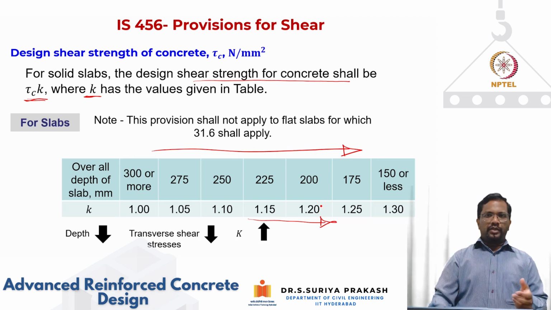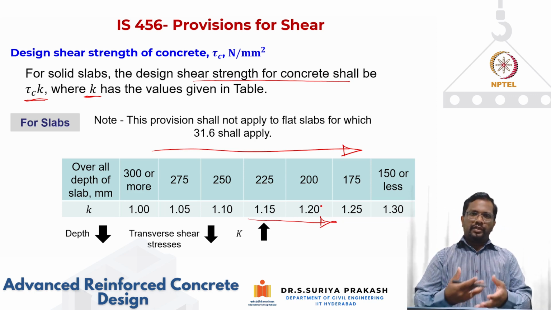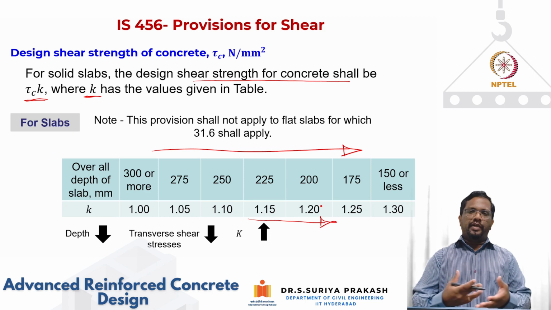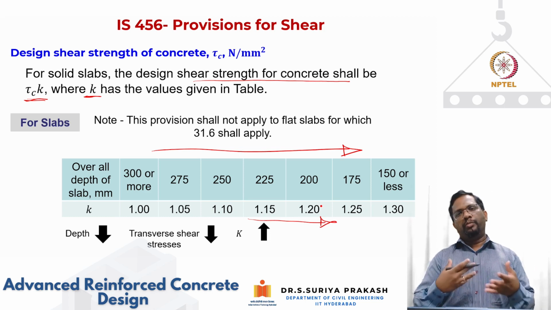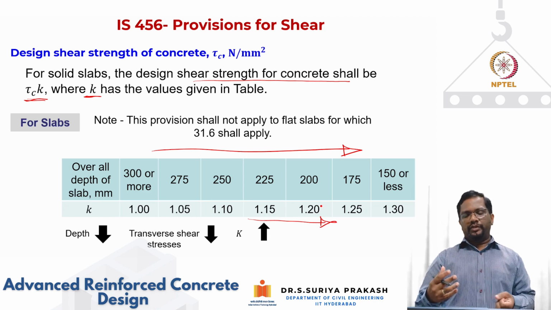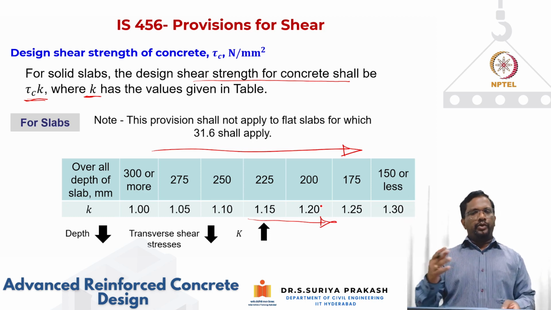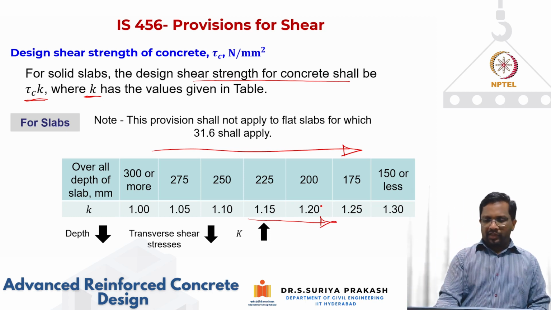In addition to that, when the slab becomes thinner and thinner, in addition to the bending action, you are also going to transfer the load more through membrane action. That is by stretching. So that is also one of the reasons the code is recognizing that when you provide a thin slab, you are expected to have higher shear strength. That is why that k factor.